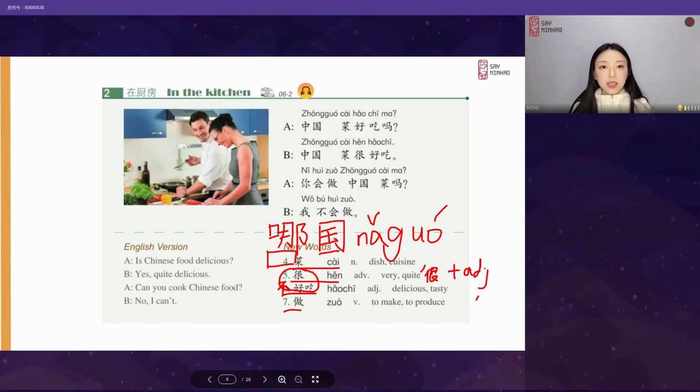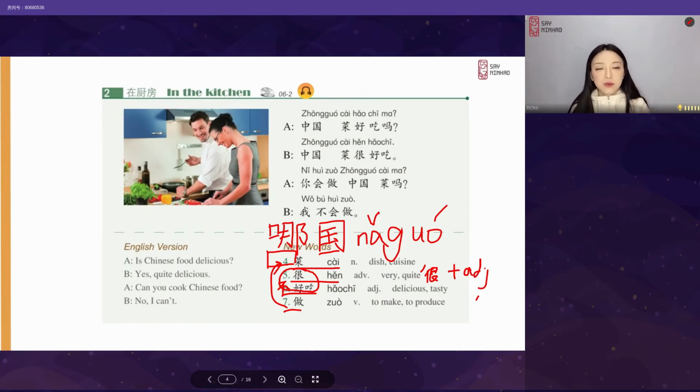做. The initial is z and the final is uo and the tone is the fourth tone. Read after me, please. 做. It means to make, to produce. So cook is 做菜. It actually is make dishes, make cuisines. So 做菜 is cook. So cook Chinese dish is 做中国菜 and cook American dish 做美国菜.